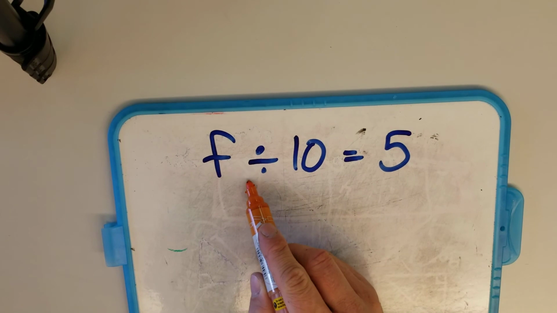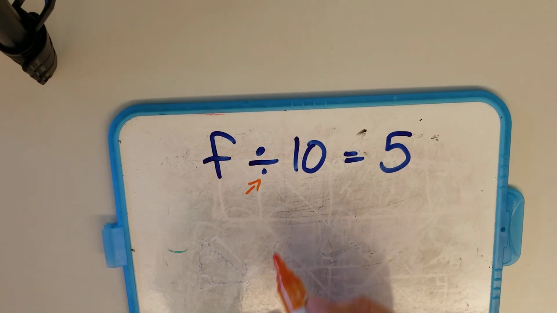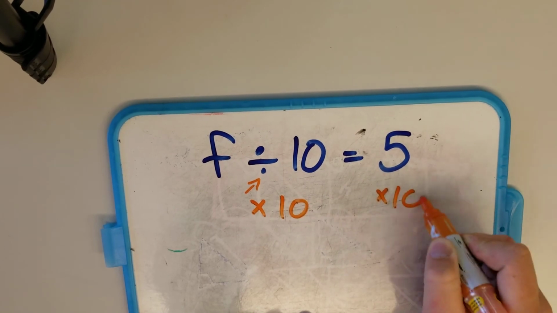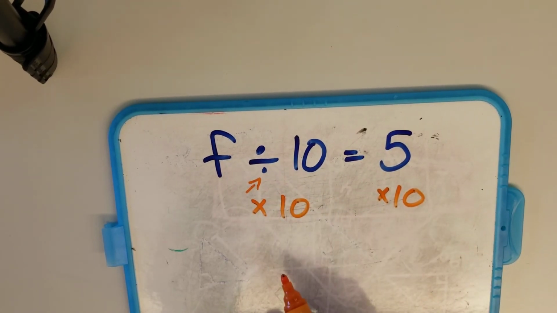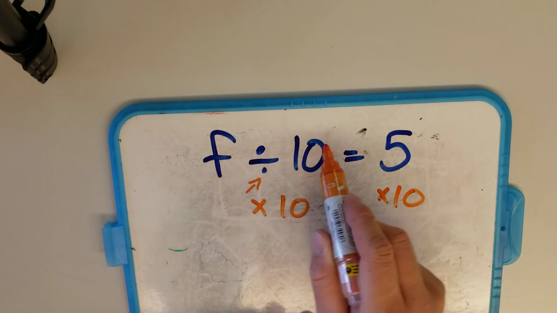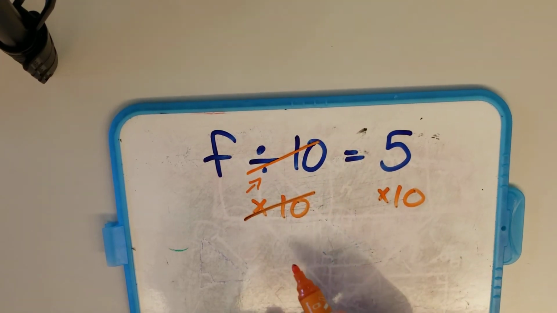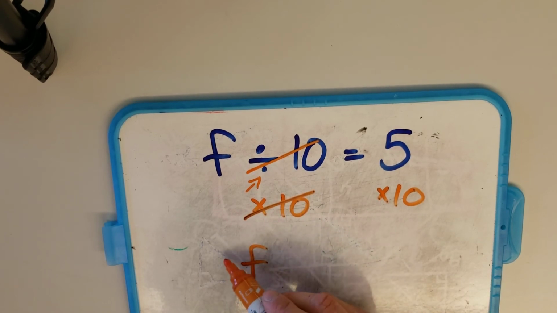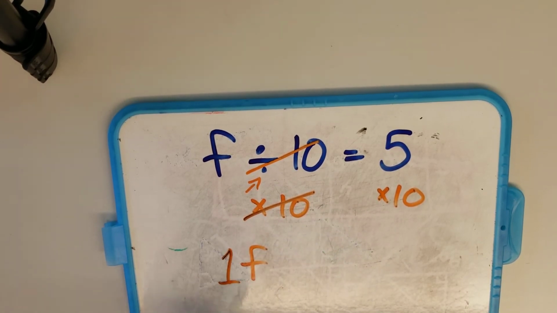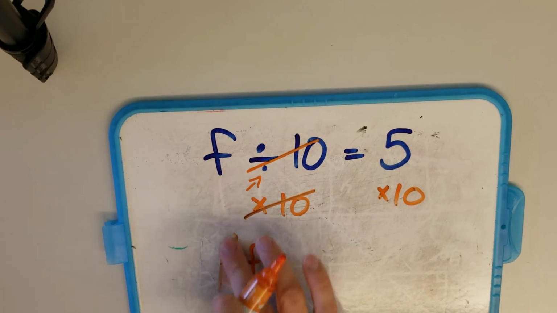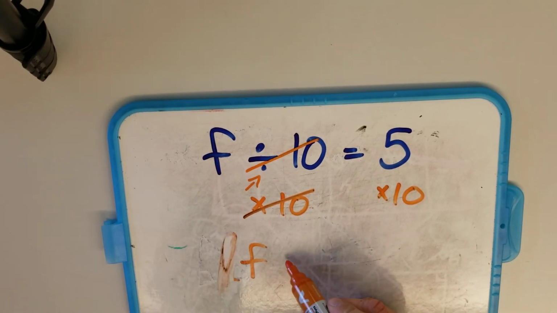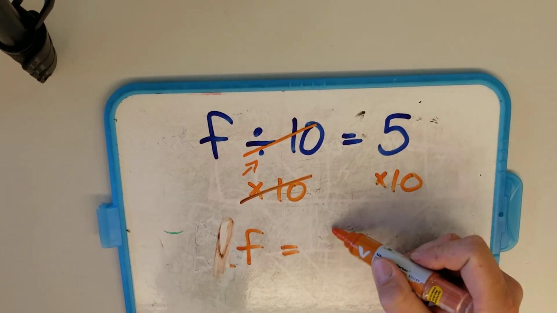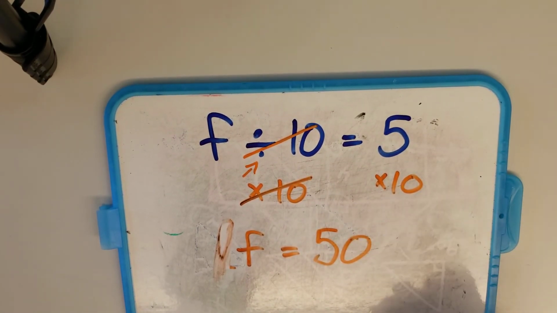We identified the operation, and we need to write the opposite. Times by 10, times by 10, because the opposite of division is multiplication. When we do that, divide by 10 and multiply by 10, we can cancel them out like this, and it gives us just 1F. Again, we don't need to write the 1, but it's understood that there's going to be 1 there. And we do this calculation 5 times 10 to get us to 50.